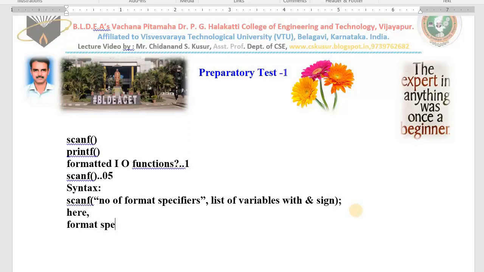Format specifiers means, already you know, that might be %d for integer, %f is for float, %c is for character, %s is for string, %u is for unsigned, %ld is for long integer, %sd is for short integer. And list of variables, valid identifiers, and ampersand represents address of. The student who explains all these things like this, that student gets good marks. Similarly, write the syntax of printf. Once you write the syntax of scanf, don't forget to give many examples.